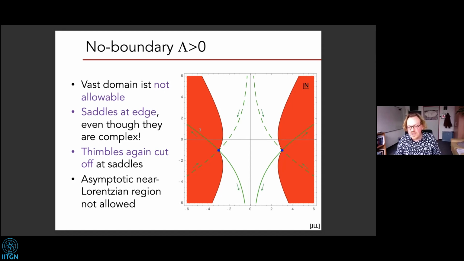What's interesting about this is that the saddle points again lie at the edge of the allowable domain, even though these saddle points are not Lorentzian, but complex. They nevertheless lie right at the edge of the allowable domain. And so again, they cut the integration contours in half. So really, you now have to integrate only over this lower portion of the steepest descent path. And that means that when I said earlier that you could define the integral over real metrics along this real n line, that's actually not possible anymore.